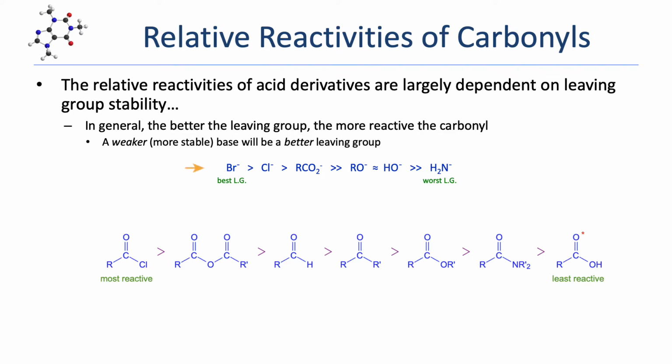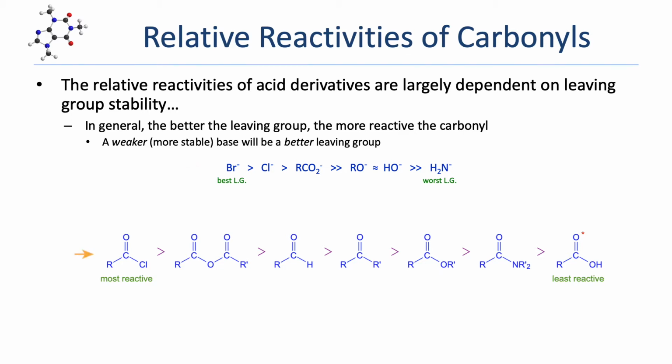So here I show the leaving groups of the various carboxylic acid derivatives, arranged from best to worst. At the front, we see the large halogen atoms, which would serve as the leaving group from an acyl halide, followed by the carboxylate, which would serve as the leaving group from an acid anhydride, and then a large drop in stability for the alkoxide and hydroxide leaving groups associated with esters and carboxylic acids, respectively. At the end of the list would be the negative nitrogen leaving group associated with an amide.